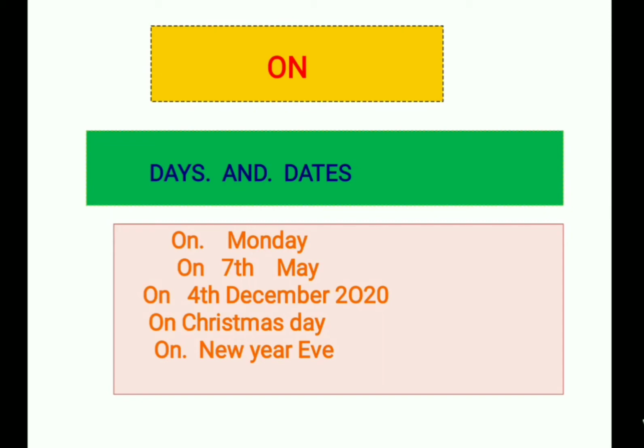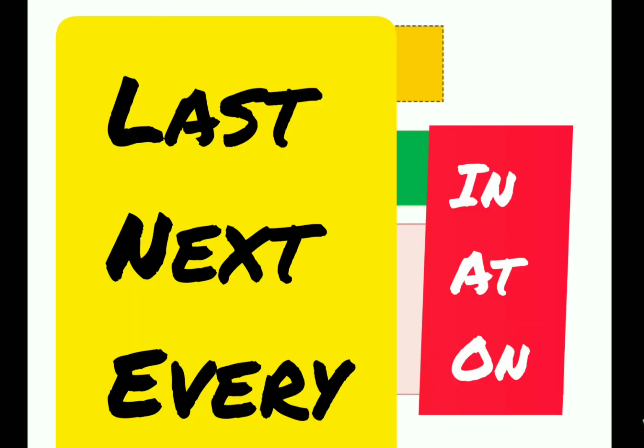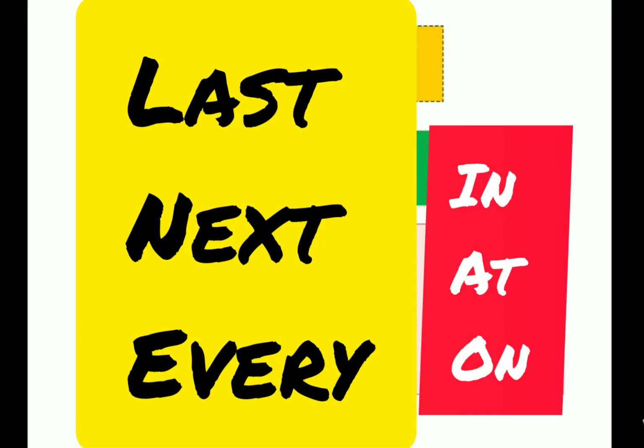ठीक है? Before that, let me tell you another reference of prepositions. First, you should keep this important point in your mind that last, next, every के साथ at, in और on का यूज नहीं होता, नहीं किया जाता है. किस किस के साथ? Last, next, every. के साथ at, in या on का यूज नहीं होता. For example, I went to New York last May.